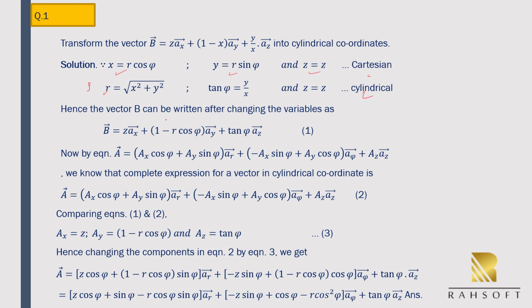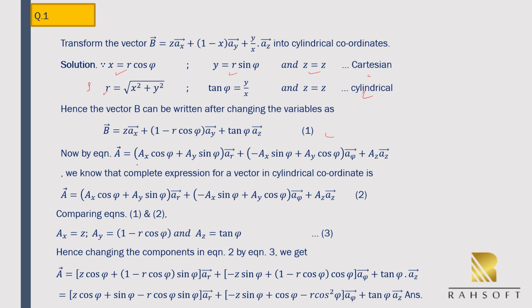Hence the vector B can be written after changing the variable. Now you can change the variable in that vector: B equal to z a_x plus (1 minus r cos phi) unit vector a_y plus tan phi a_z. You can consider this equation 1.